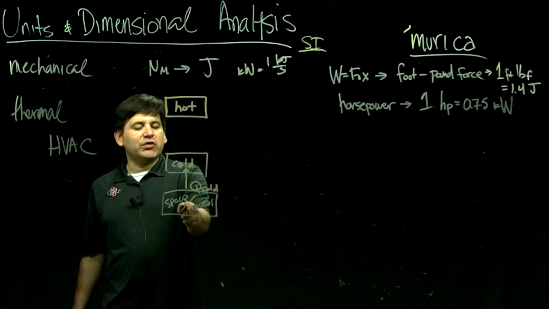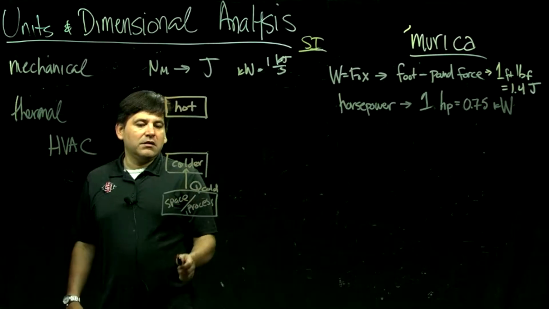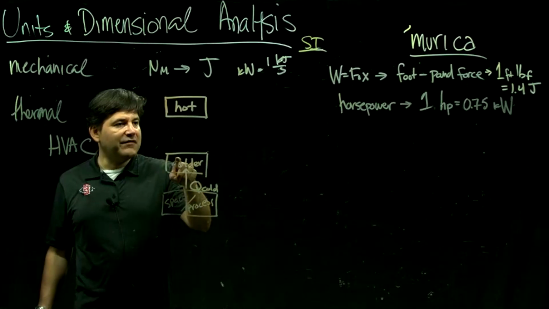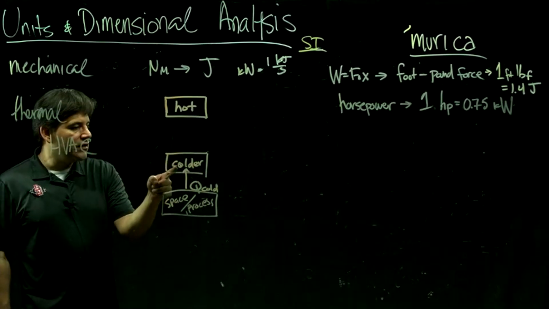How do you do that? You transfer energy from cold, let's say this is colder. So you're trying to keep this cold. How do you do that? It's by having a cycle where at some stage this refrigerant is colder than this space.